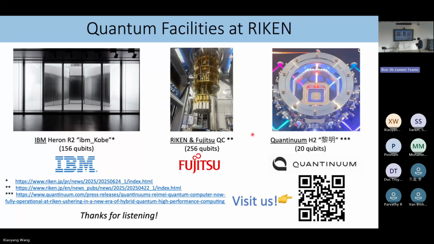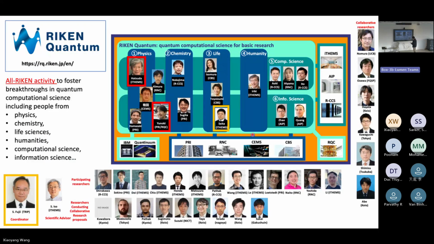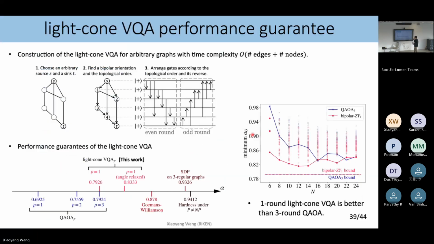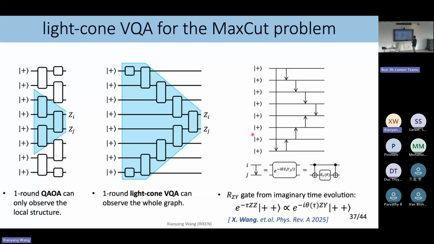Thank you. Oh, please, I have one last question. It's very interesting, your method, the light cone VQE. In my knowledge, for example, the standard VQE does not guarantee convergence. So can you explain a little bit more? Why is this result very interesting?